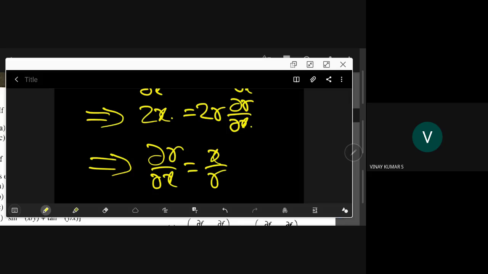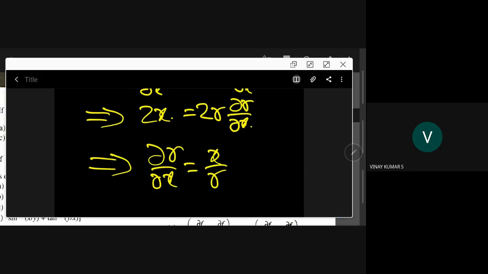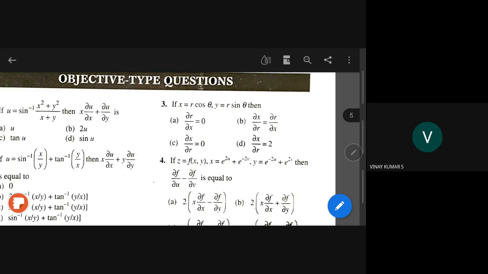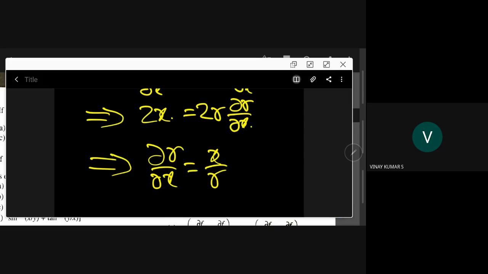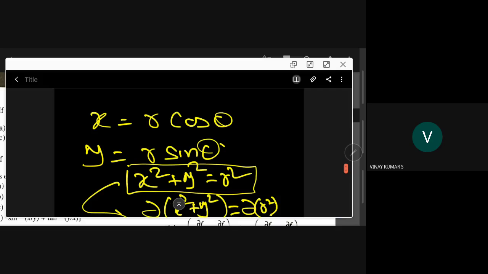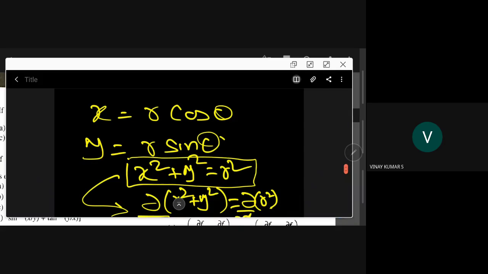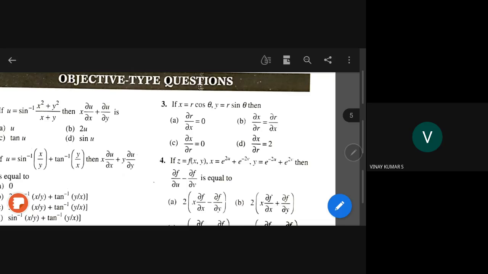Now what is he asking? ∂r/∂x is not equal, 0 is wrong. ∂x/∂r equal to 0 is also wrong. ∂x/∂r is equal to 2, he says. That option we have to see. ∂x/∂r is cos θ. So that is also wrong. ∂x/∂r is cos θ it is.